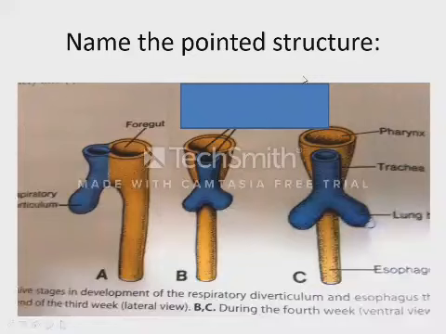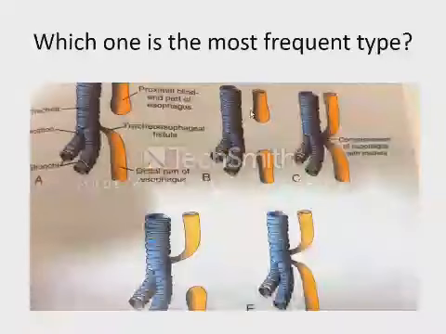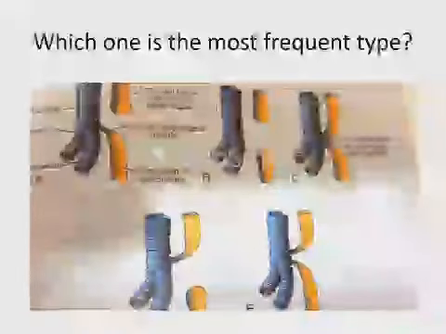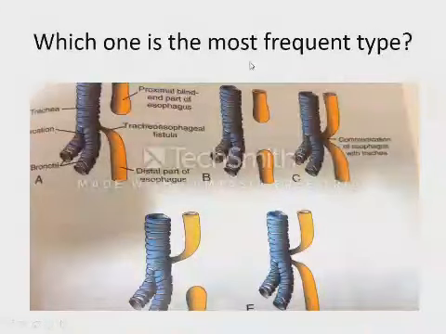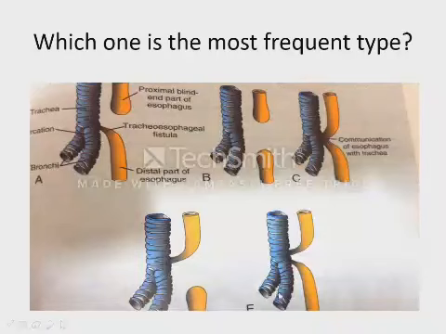Name the pointed structure. What is the name of this structure? Look at these anomalies. Which one of them is the most frequent type? A or B or C or D or E?